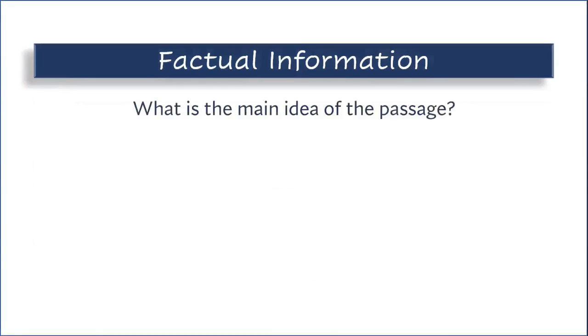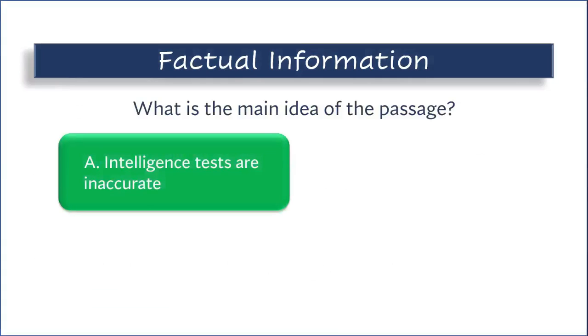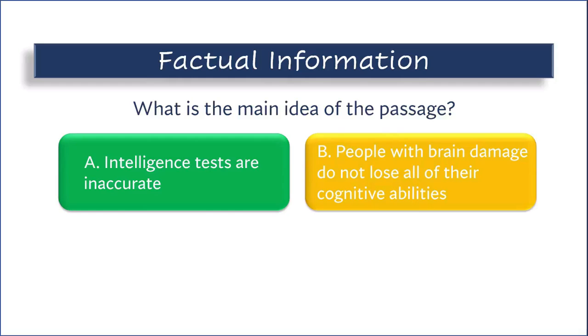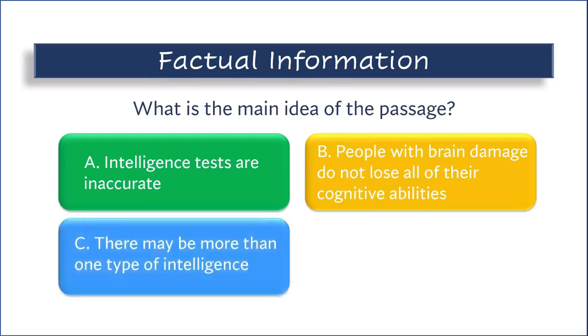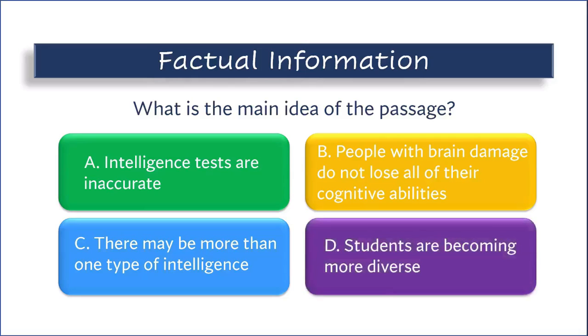What is the main idea of the passage? A. Intelligence tests are inaccurate. B. People with brain damage do not lose all of their cognitive abilities. C. There may be more than one type of intelligence. D. Students are becoming more diverse.